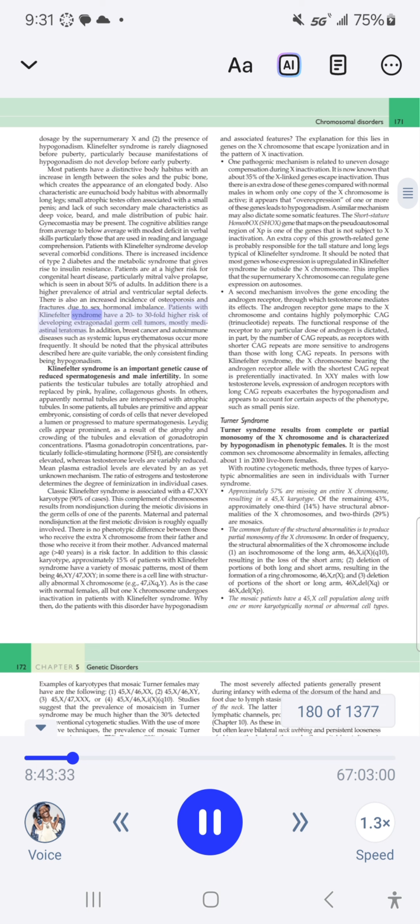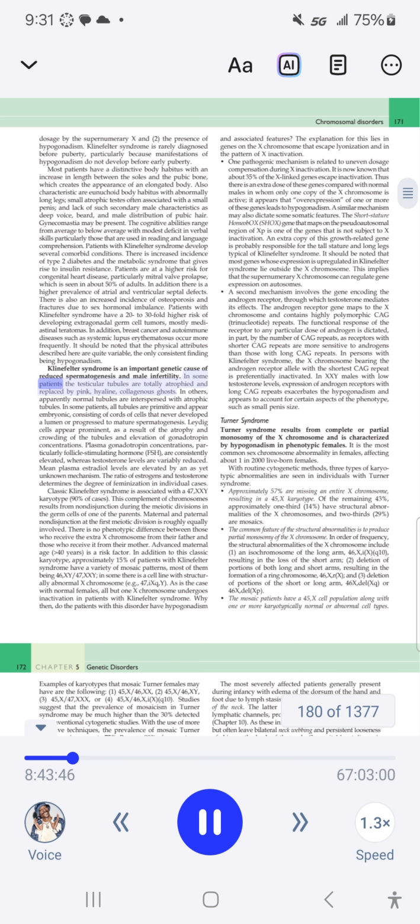Patients with Klinefelter syndrome have a 20 to 30-fold higher risk of developing extragonadal germ cell tumors, mostly mediastinal teratomas. In addition, breast cancer and autoimmune diseases such as systemic lupus erythematosus occur more frequently. It should be noted that the physical attributes described here are quite variable, the only consistent finding being hypogonadism. Klinefelter syndrome is an important genetic cause of reduced spermatogenesis and male infertility.